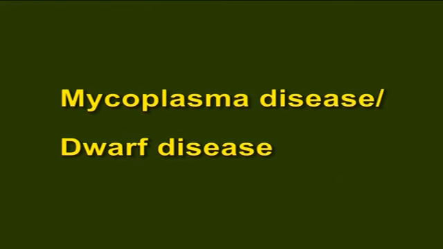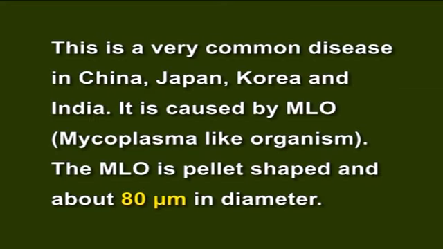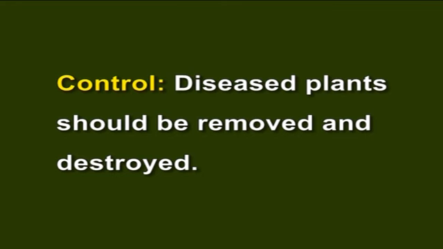Mycoplasma disease or dwarf disease. This is a very common disease in China, Japan, Korea and India. It is caused by MLO, mycoplasma-like organism. The MLO is pellet-shaped and about 80 nanometers in diameter. The infected plants become extremely stunted. Leaves become crumpled, extremely small and lose green color. The shoots become extremely slender and small with shortened internodes. This disease reduces approximately 70% of leaf yield during its epidemic condition. Control: diseased plants should be removed and destroyed.